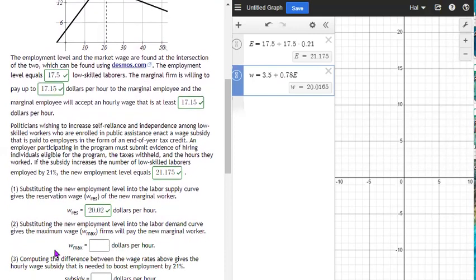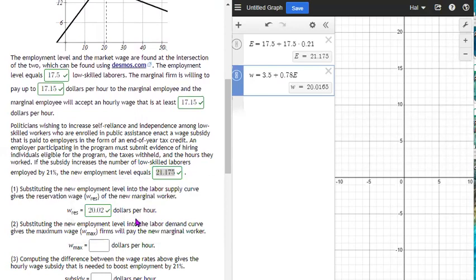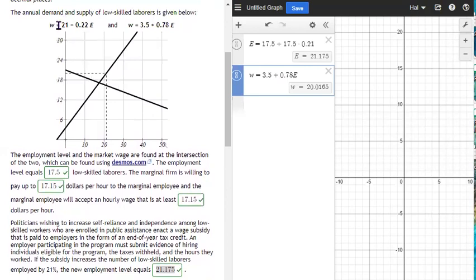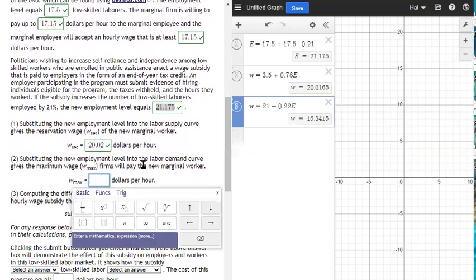Now what we want to do is substitute this new employment level that we calculated, that we observed, into the labor demand equation. So I'm going to copy the labor demand equation here. And when I paste it into Desmos, Desmos replaces E with this 21.175, and we get the highest wage firms are willing to pay that person in this government subsidy program. It's the maximum they're willing to pay.